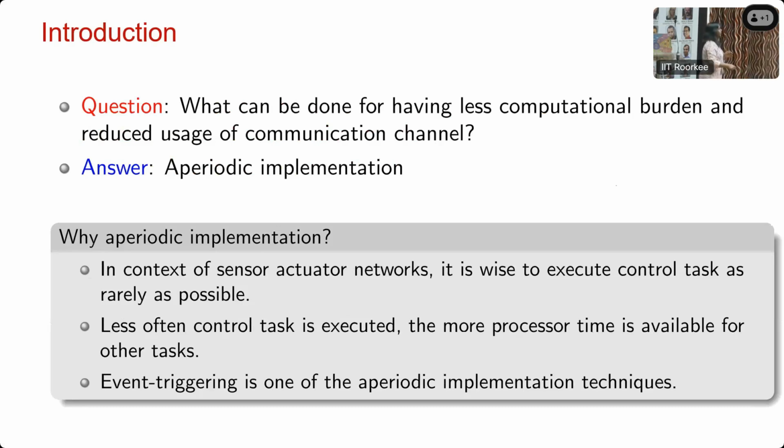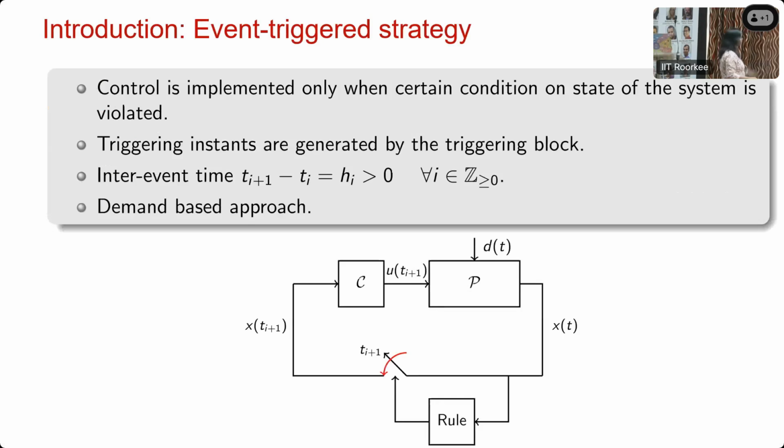So event triggering is one of the aperiodic implementation techniques which we'll be discussing. This is the block diagram of our event triggering strategy. Here again we have the same plant and the controller. Now the state of the system will be sent to the controller only when this rule is satisfied.